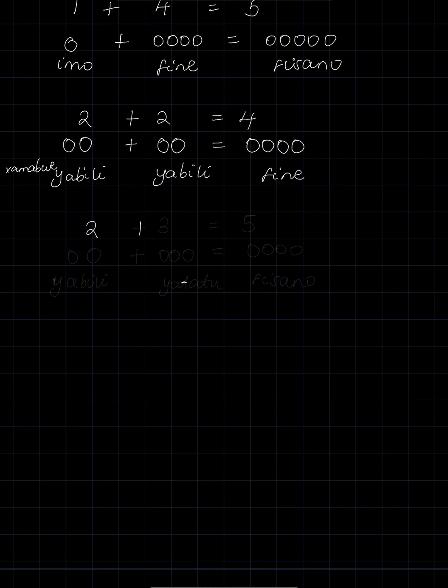And then 2 plus 3 gives us 5. So yabili yatatu to give us 5, which is sano. So amawe yabili la tualonda po amawe yatatu twala kwata amawe sano.